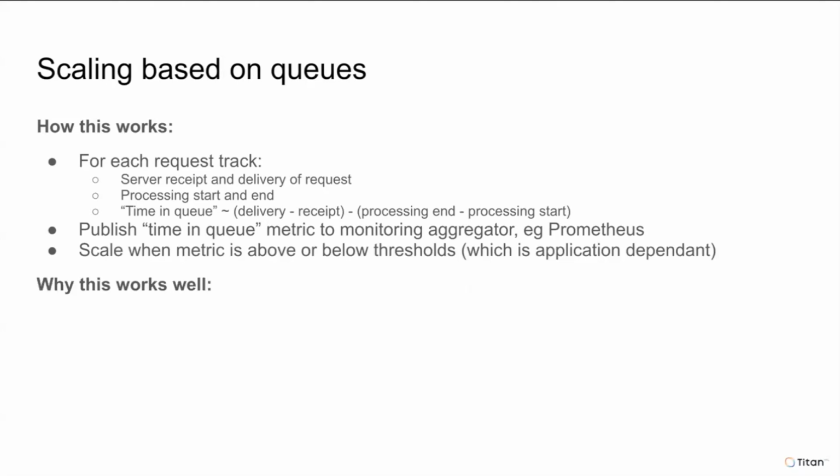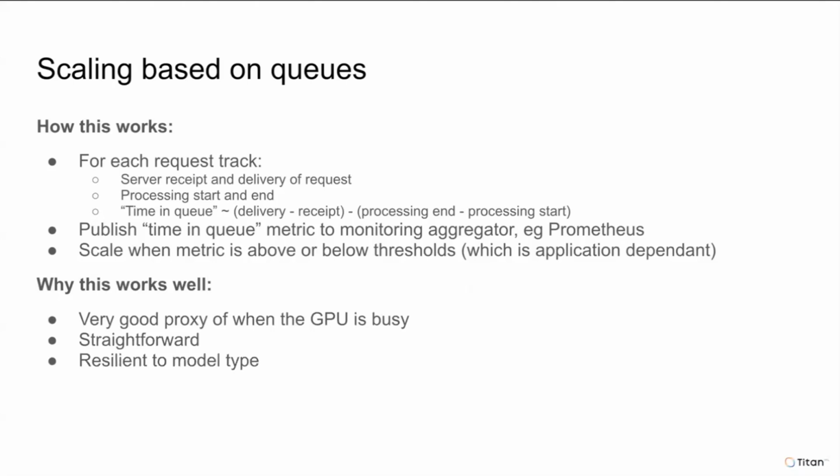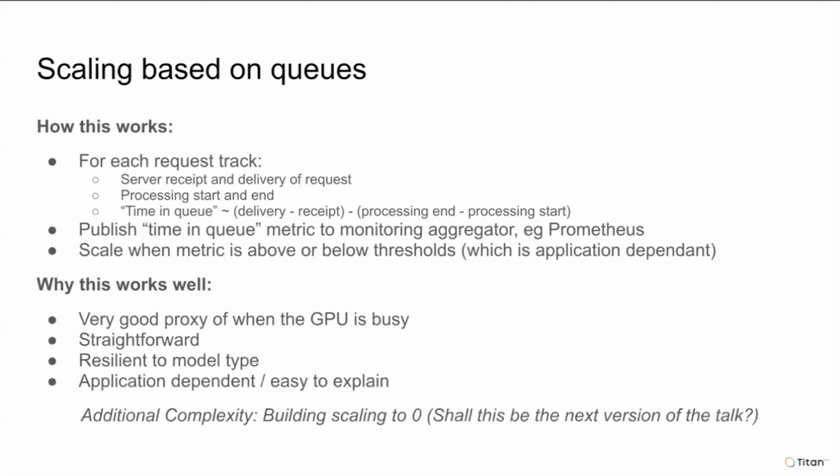It's probably about 90% as good as, for example, things like KV cache scaling, but it's just a very, very nice metric to scale on because it's a really good proxy of when the GPU is busy. It's very, very straightforward to work with. It's resilient to model type. So things like time in queue are always going to be the case, whether we have a Llama model or a Mamba model. This notion of how long do I have to wait is going to be consistent throughout all of them, which is nice. And it's very, very easy to explain as well.